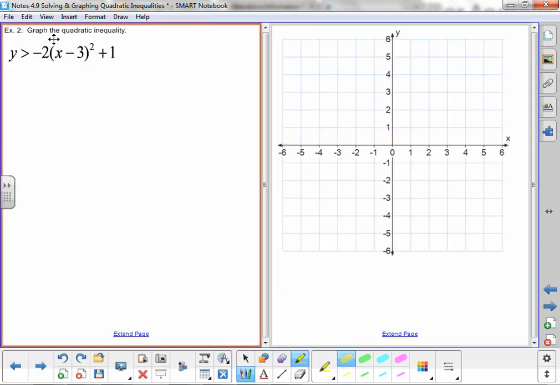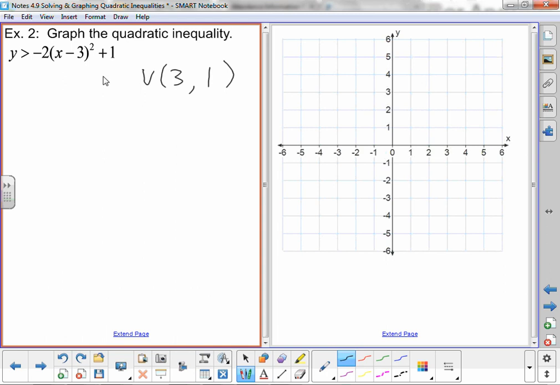So example 2. Just like at the beginning, you can have different forms. You still need to graph it. This one is still dashed. If there's a line under it, it'd be solid. So this one is in vertex form. So it's already in vertex form, ready to go. So vertex is going to be positive 3, positive 1. An extra point. I'm going to pick 3 as my x value for my extra point.